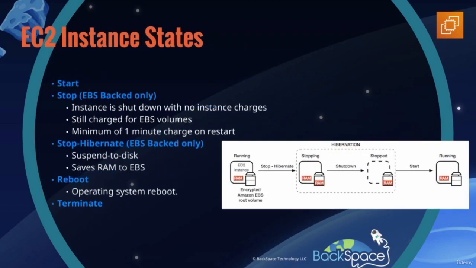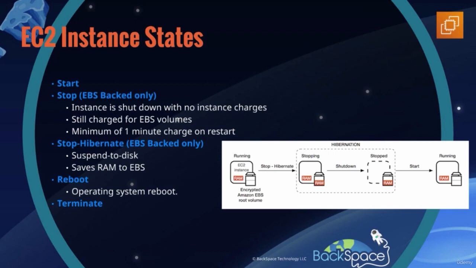There are a number of different states of an EC2 instance, depending on whether the root volume of the instance is an EBS, or Elastic Block Storage, type. We'll talk more about EBS and instance store volumes. But if you have an EBS type, you can stop and start those instances. You can't do that if you have an instance store type of root volume attached to that instance.